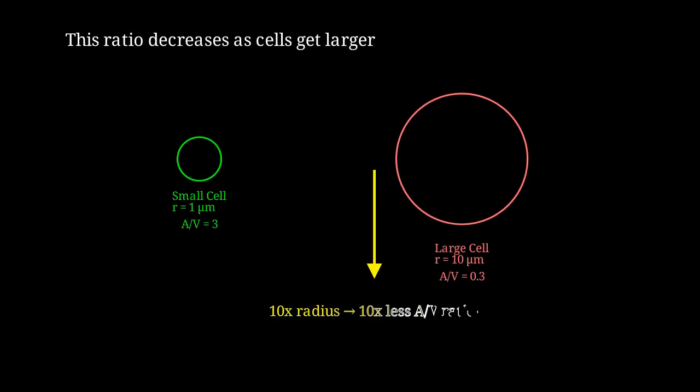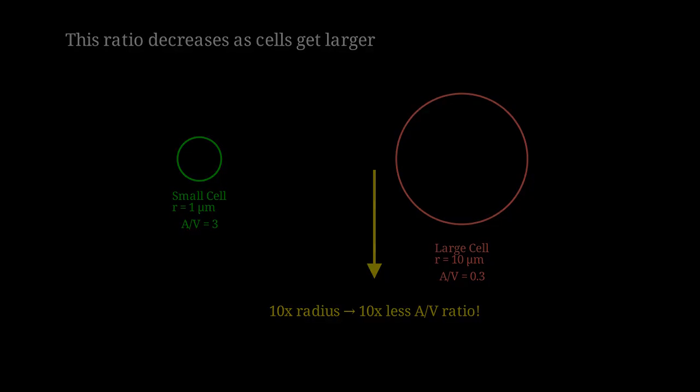Look at this comparison. A small cell with radius 1 micrometer has an A over V ratio of 3. But if we make the cell 10 times larger, the ratio drops to 0.3. That's 10 times less surface area per unit volume. You might be wondering, why does this ratio matter so much for life? Let me explain the biological consequences.